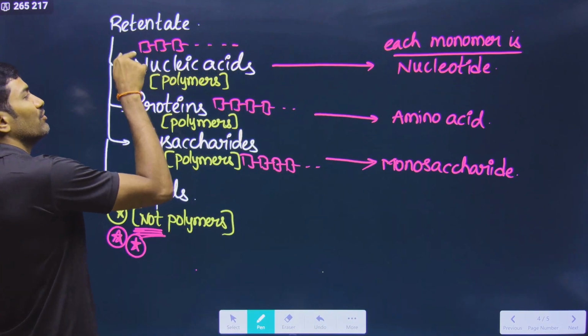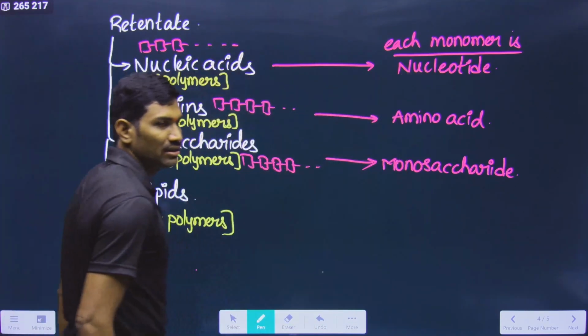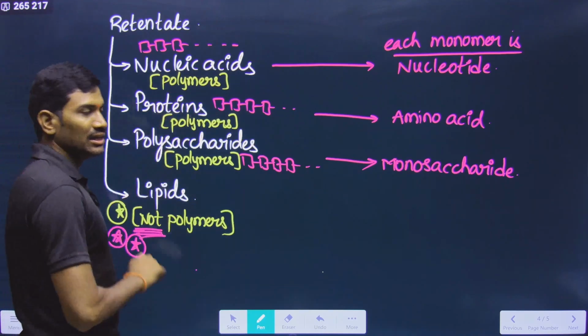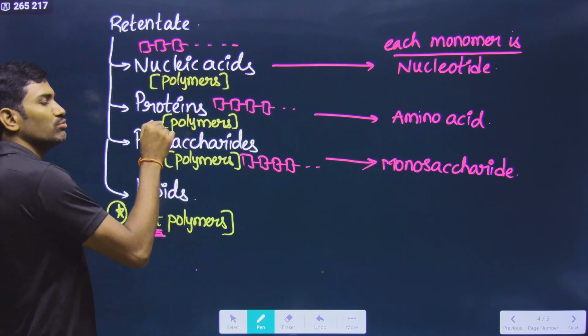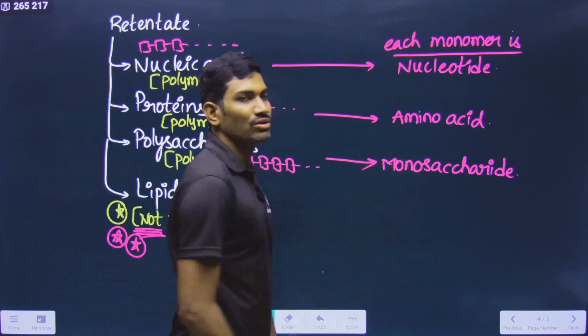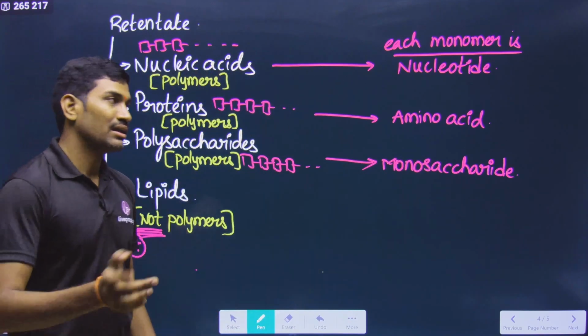Each monomer of nucleic acid is nucleotide. Each monomer of protein is amino acid. Each monomer of polysaccharide is monosaccharide. Like this you can say. Reverse.